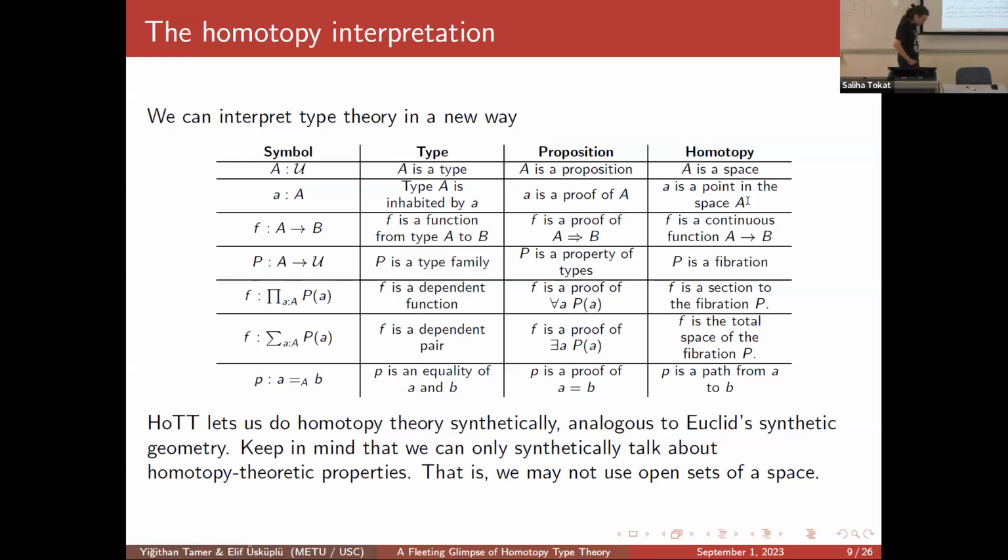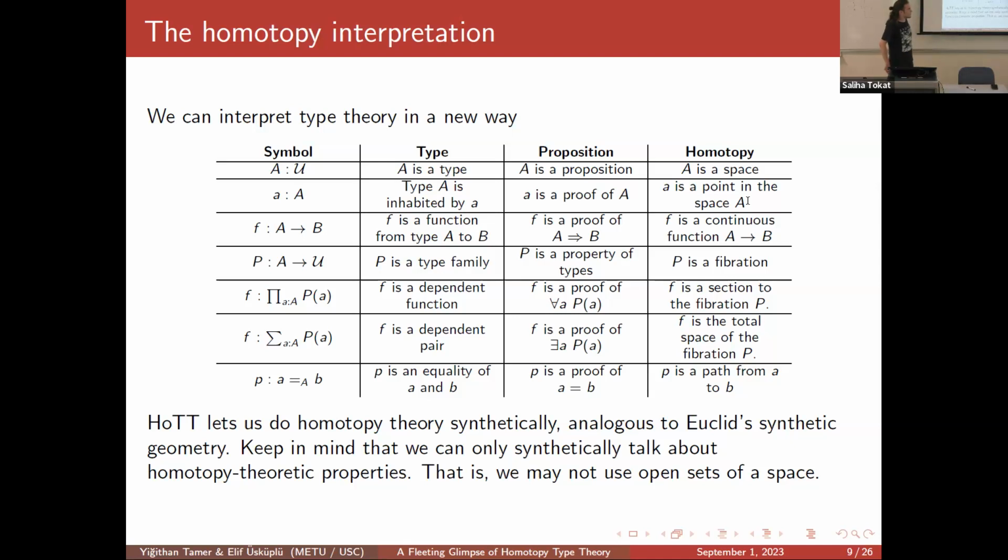You know how you can build basic geometry using coordinatization, but you can also do it the same way Euclid did, right? Euclid did not coordinatize it. He did not tell you what a line or a point is. He just did things synthetically. Now, homotopy type theory, using this interpretation, allows us to do the analogous thing with homotopy theory. So we can talk about spaces, points, fibrations, continuous functions. Although we can't talk about open sets, and only the homotopy theoretic notion is preserved.